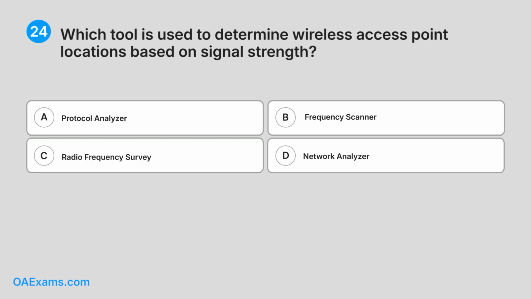24. Which tool is used to determine wireless access point locations based on signal strength? A. Protocol Analyzer. B. Frequency Scanner. C. Radio Frequency Survey. D. Network Analyzer. Do you know the answer?